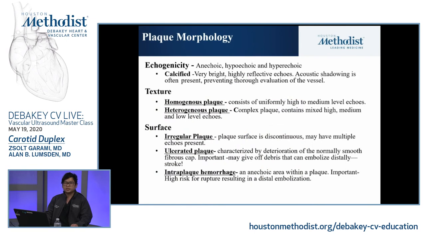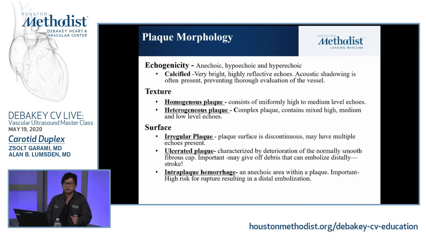Echogenicity, we pay attention to whether the plaque is anechoic, hypoechoic, or hyperechoic, and whether it has properties of calcification, including reflective echoes or acoustic shadowing. Sometimes that can prevent thorough evaluation of the vessel. We look at texture: homogeneous plaque, heterogeneous. Heterogeneous is a mixture of echogenic and hypoechoic levels of echoes.